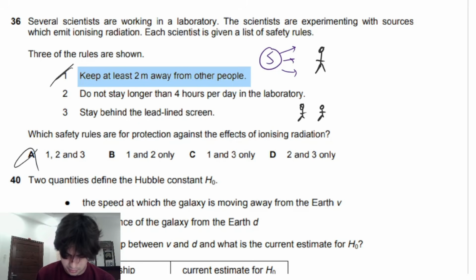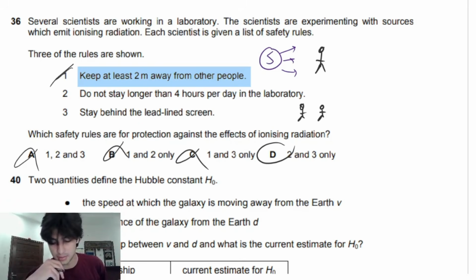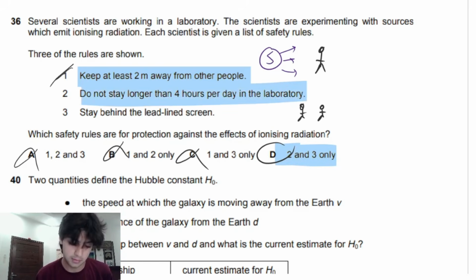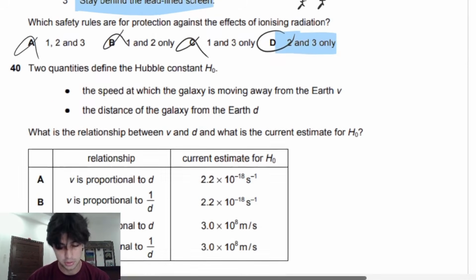So we're just left with, wait. Oh, we just reached. Okay, guys. I didn't think CIE would be this generous, but the answer is right here. It's going to be 2 and 3. Do not stay longer, that makes sense, or you'll get cancer, and stay behind the lead-lined screen because lead protects against radiation.